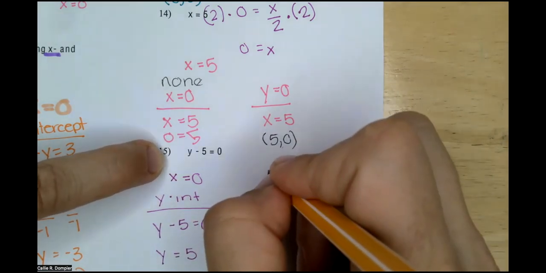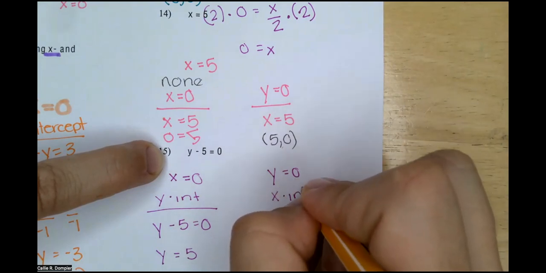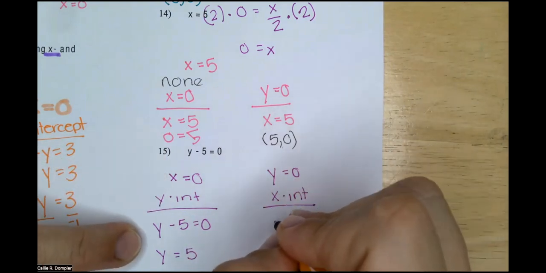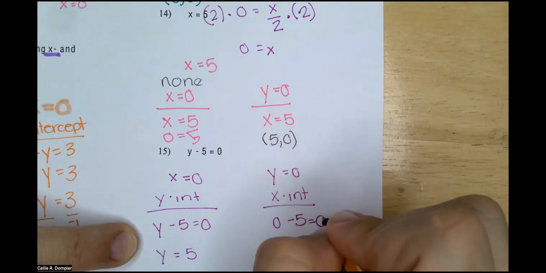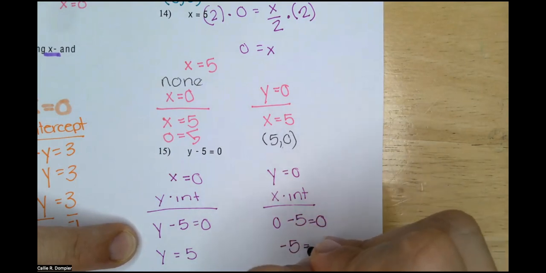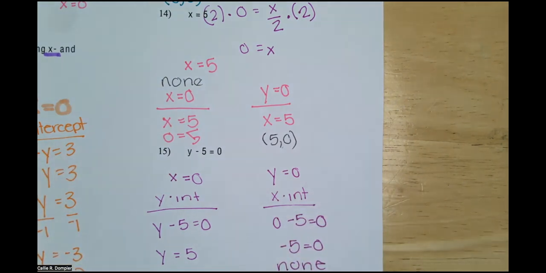And for my x-intercept, y equals 0. 0 minus 5 equals 0. Negative 5 equals 0. None.